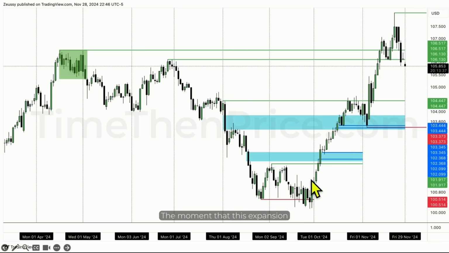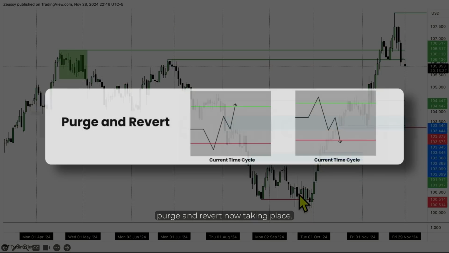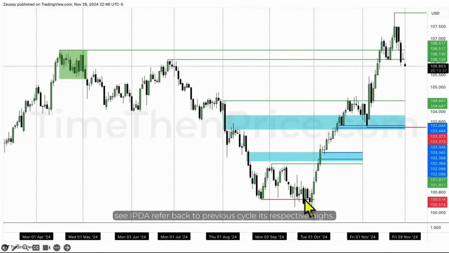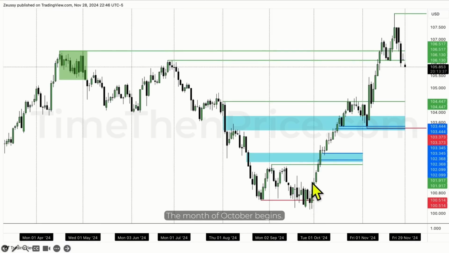The moment that this expansion higher begins, it's the first sign that this was a potential purge and revert now taking place. What we can then anticipate is that we're likely going to see IPDA revert back to previous cycle highs. In this case, previous month's high. So from this moment in time, your eye must be drawn towards, okay, where are the previous month's highs? September high, August high, July high, June high, etc. The month of October begins. During the month of October, what do we refer to? We refer to the September high and low.